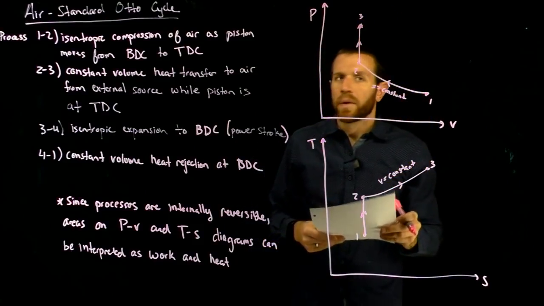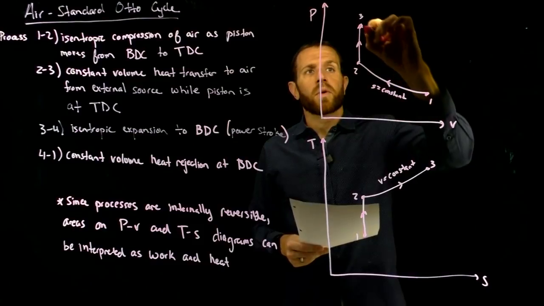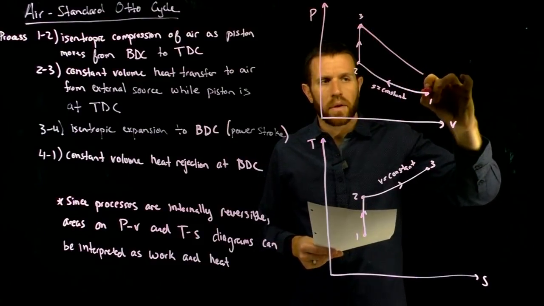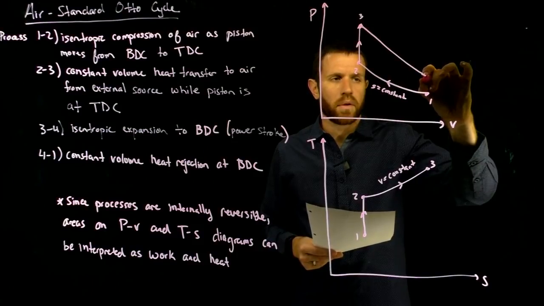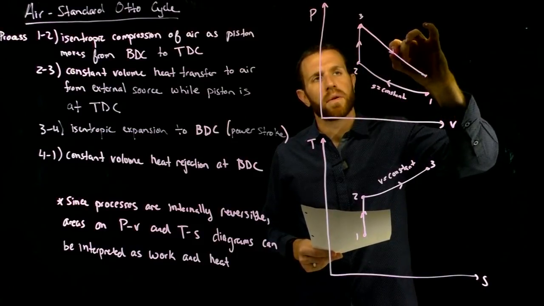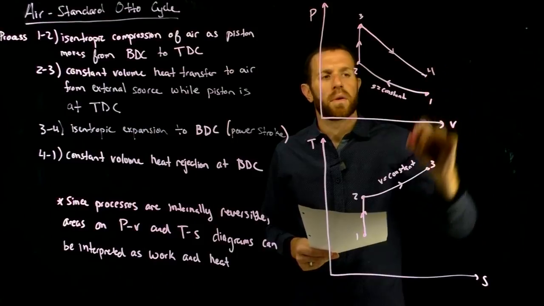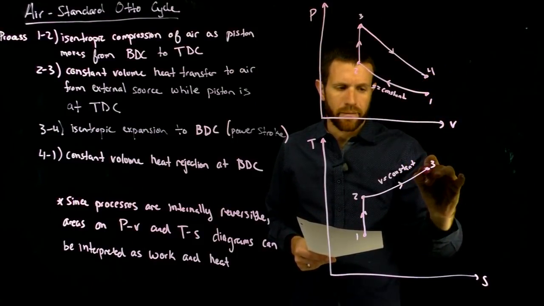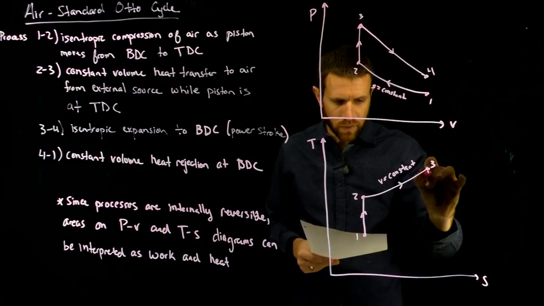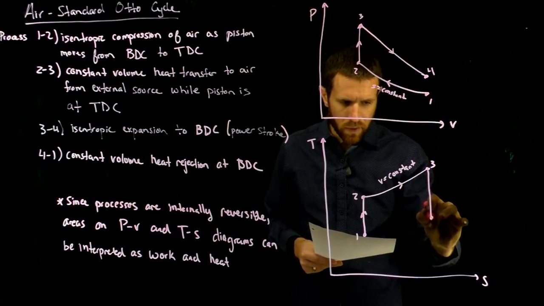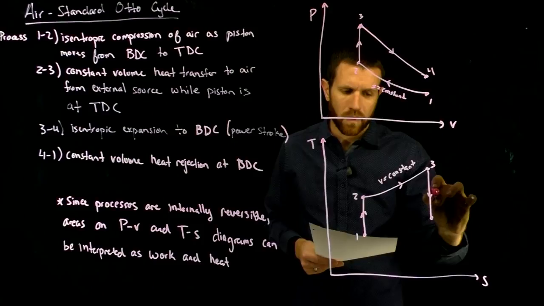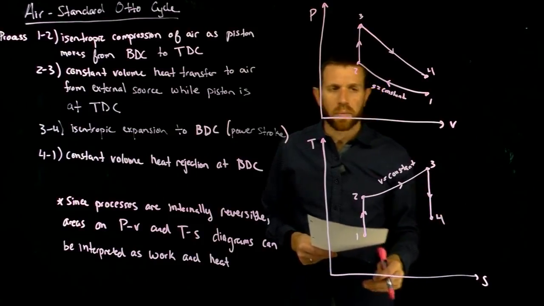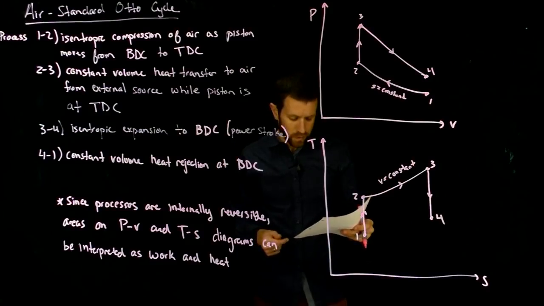Okay. So now we're expanding isentropically here. Isentropic expansion. All right. Okay, so my power stroke from 3 to 4.